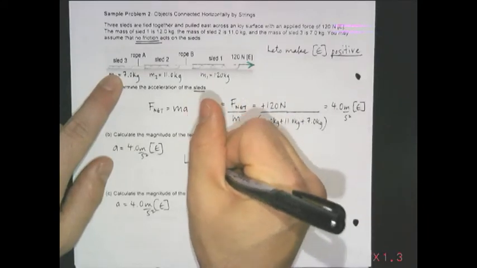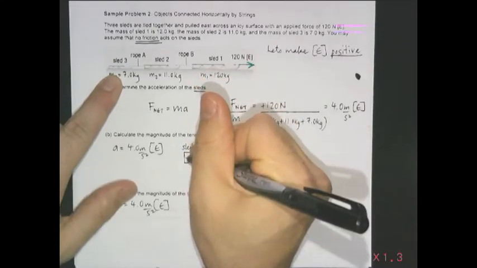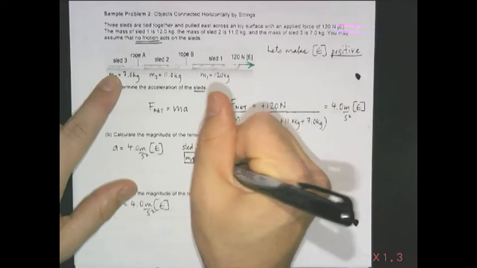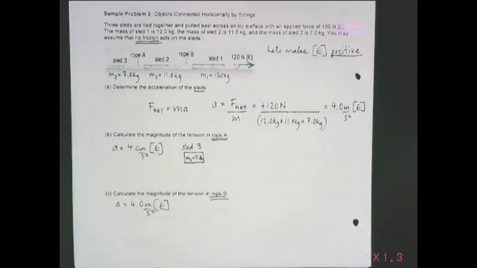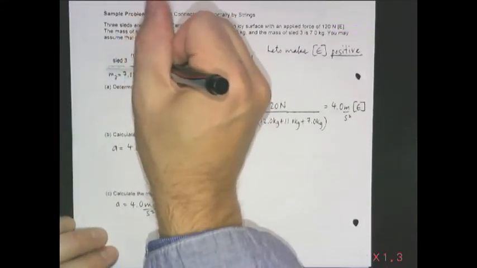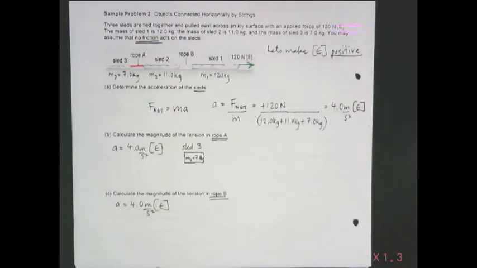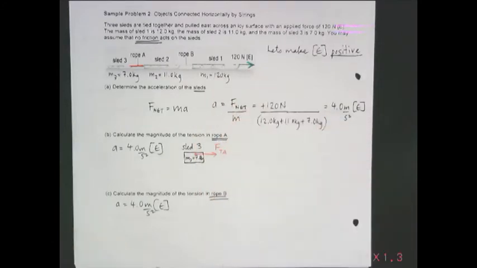Sled number 3 has a mass of 7 kilograms. What is the only force acting on sled 3? Take a look. What's pulling sled 3? It's this rope, and the force that comes from the rope shall be known as the force of tension, rope A. There's no friction, so nothing is opposing this motion.